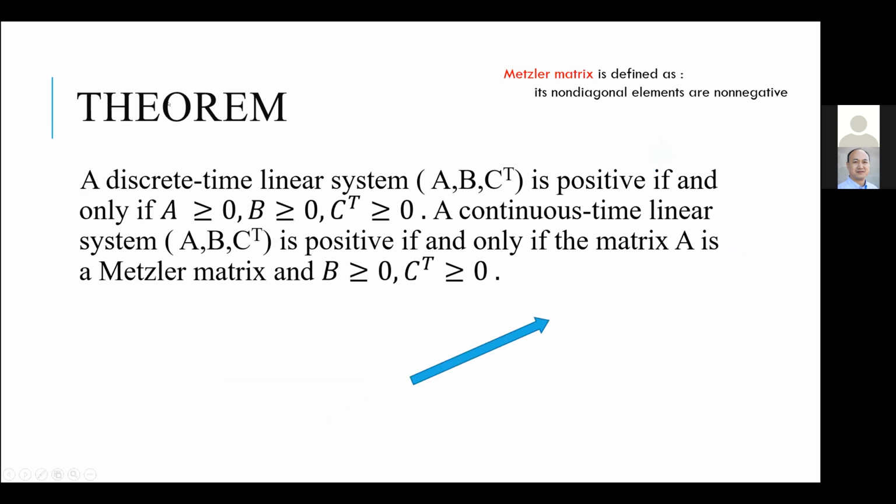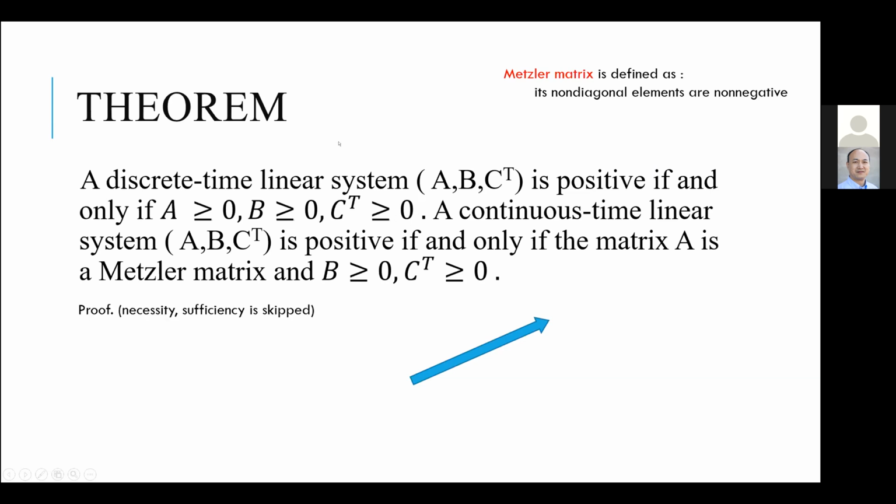Okay, this is a theorem. A discrete-time linear system is positive if and only if A, B and C are all positive. I'm not going to prove it, as it's very lengthy. A continuous-time linear system is positive if and only if the matrix A is a Metzler matrix and B is positive and C is positive. The Metzler matrix is defined as having non-negative off-diagonal elements. If all the elements other than the diagonal ones are non-negative, the system must be positive. So this is the definition.